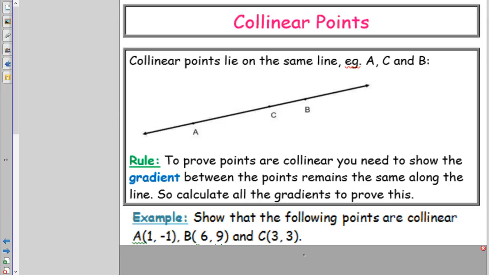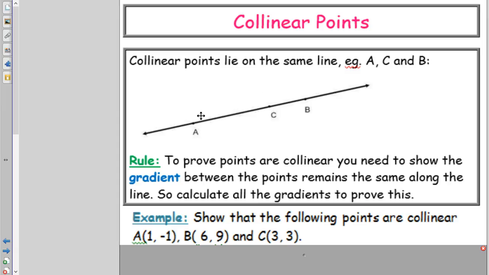Now let's move on to something slightly new, collinear points. It's a reasonably easy concept though, so we don't spend too much time on it. Collinear points just lie on the same line. So if these 3 points are collinear, it means that they lie on the same line. So these 3 points are collinear.